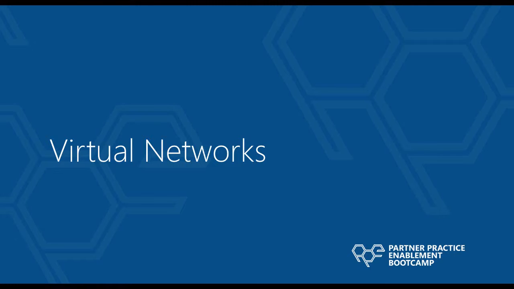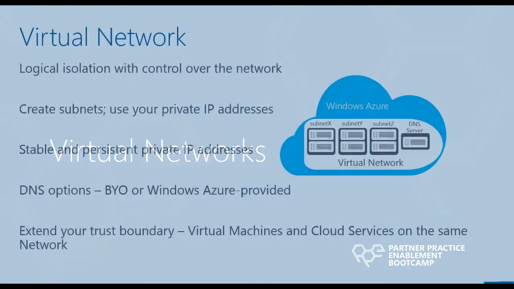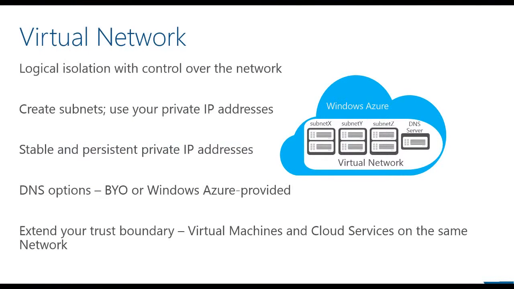Now that we have learned how input endpoints and access control lists work to manage inbound traffic from the public internet, let us shift our attention to virtual networks. Windows Azure Virtual Networks allow you to create your own secure and isolated network in Windows Azure. You control the IP addressing scheme of your virtual network by defining an address space and allocating subnets from the space to deploy virtual machines into.